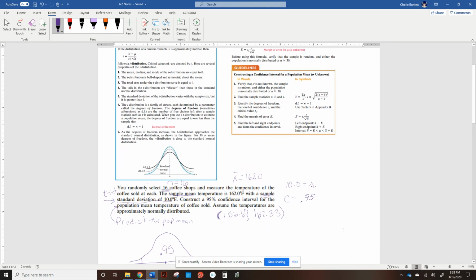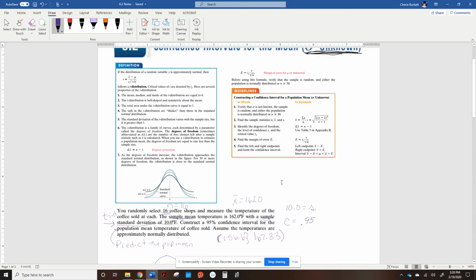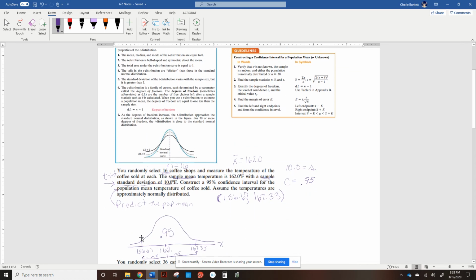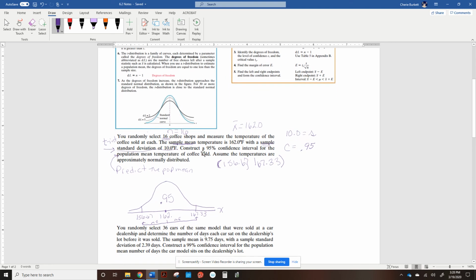We did not talk about the fact that our sample size was 16, and that's not as big as it's supposed to be to know that we're dealing with a normal sample. But if you keep reading right here, it says for the population, assume the temperatures are approximately normally distributed. So they gave us the information that we needed. If our sample is not big enough, we have to know that the population is normal. And they're telling us right here to assume that it is.